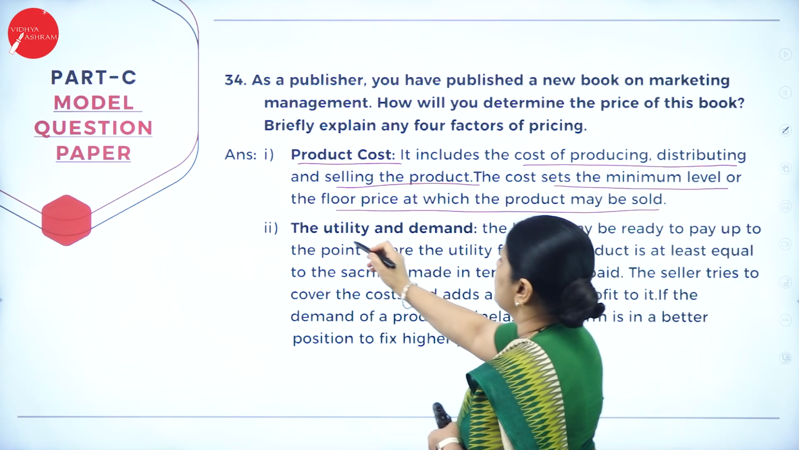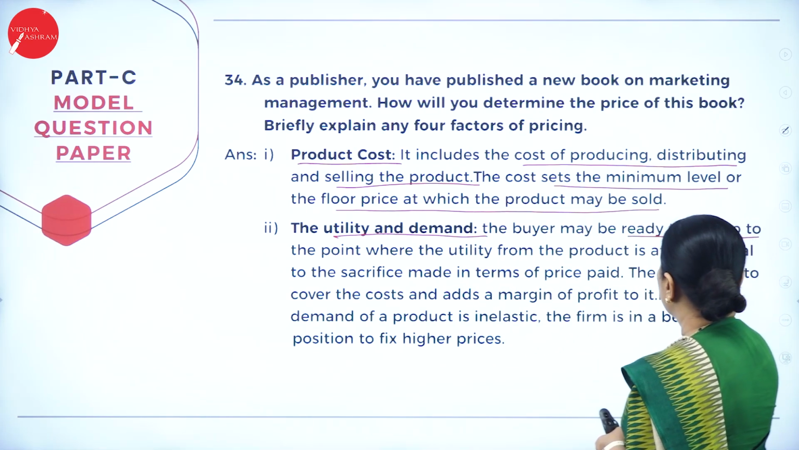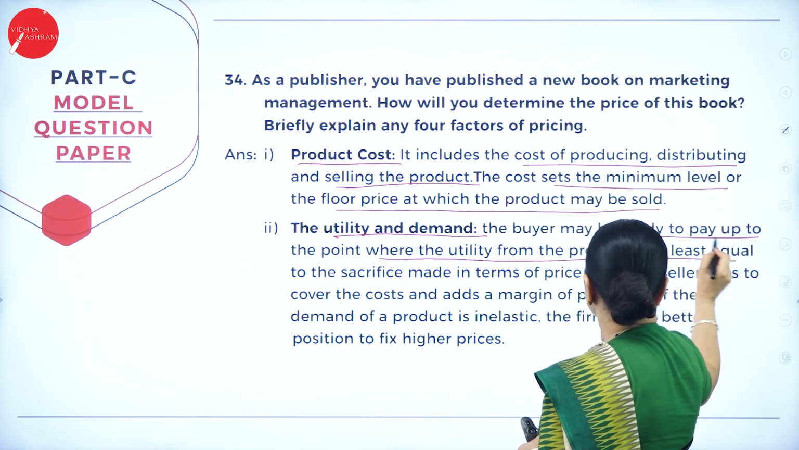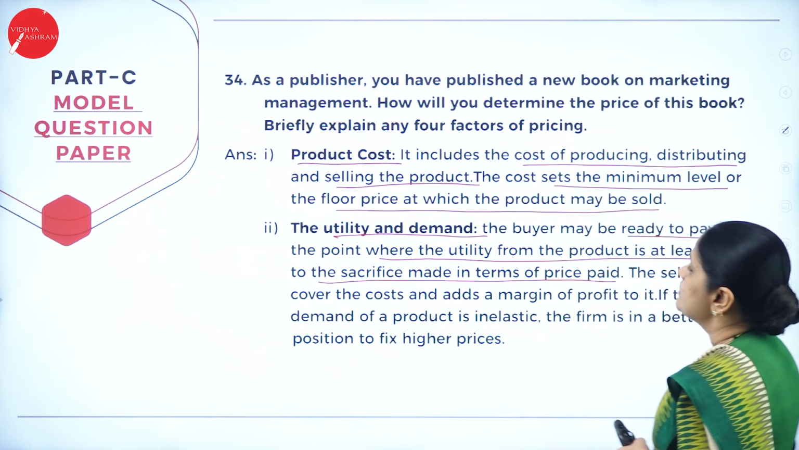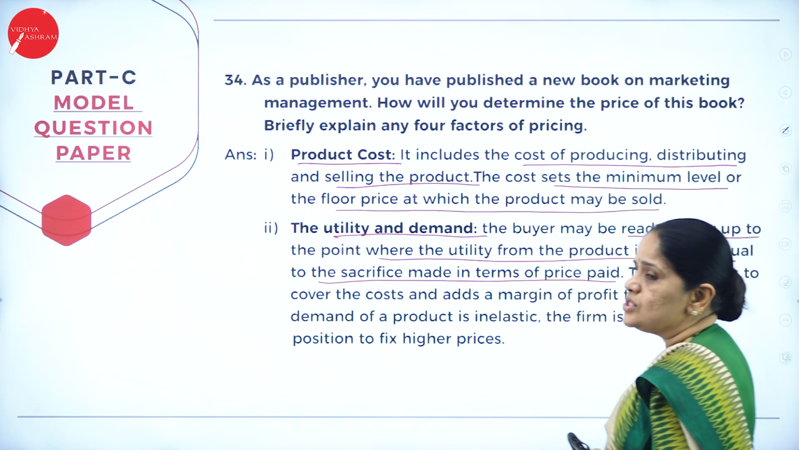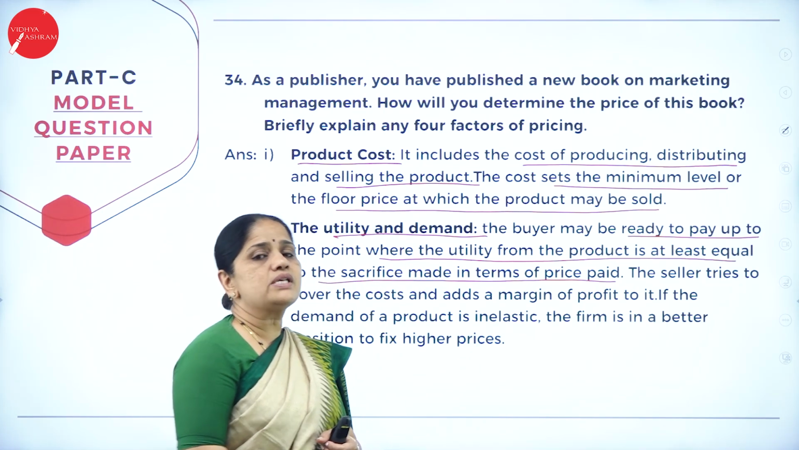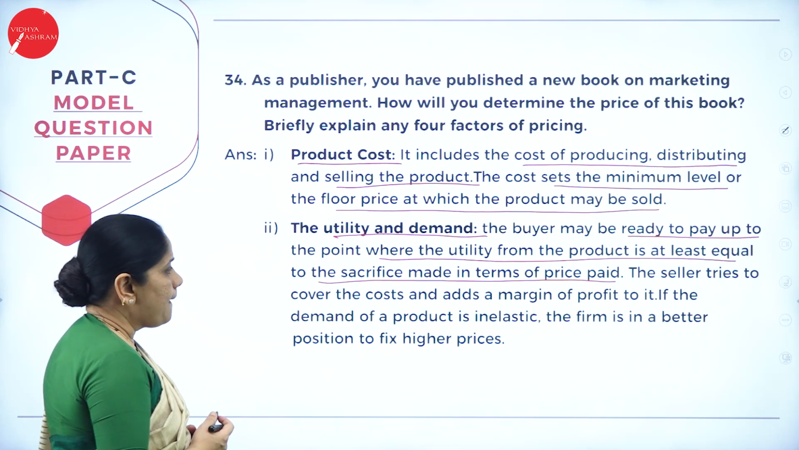The second one is the utility and demand. The buyer may be ready to pay up to the point where the utility from the product is at least equal to the sacrifice made in terms of the price paid. So if the product is of very good use, then it should be justified by the price he is paying for the product.